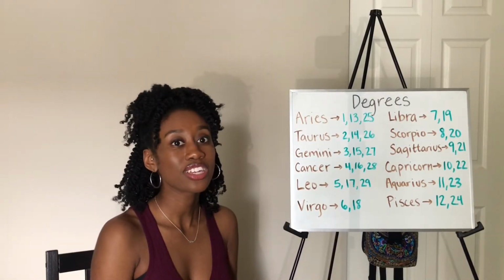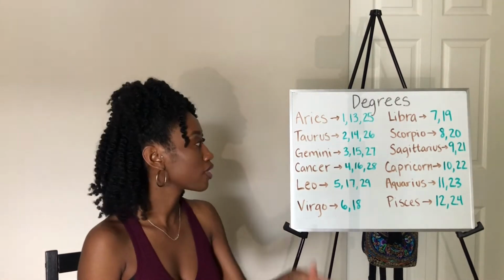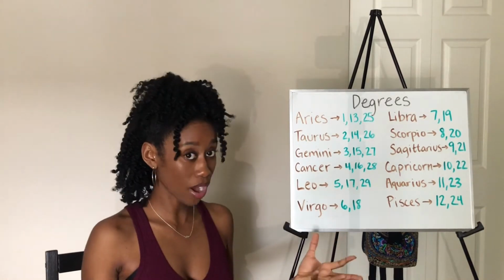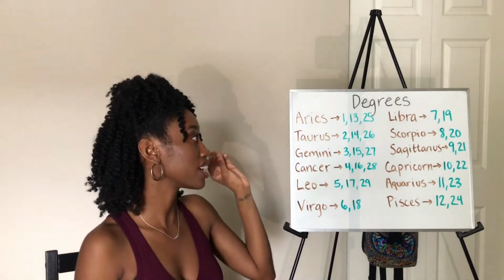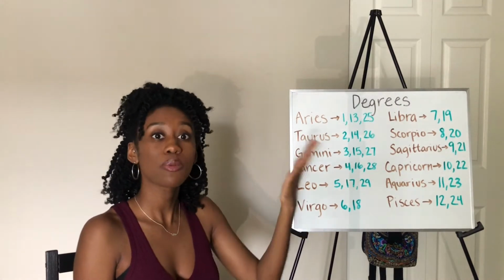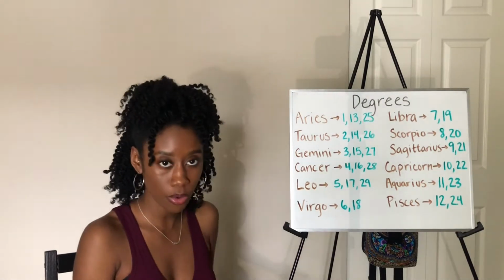A very easy way of looking at them is knowing the order of the zodiac, from Aries all the way down to Pisces. So that's step one. Once you know the order, you can associate each sign with a number. So Aries is first, so we can give it number 1. Taurus is second, we can give it number 2, so on and so forth.